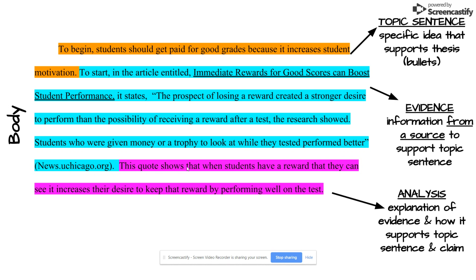I'm going to highlight my analysis purple so that I might be able to see some patterns between this paragraph and the next body paragraph. If you haven't already, make sure you highlight your topic sentence orange if possible. So again, topic sentence in orange, your evidence all highlighted in blue, and then the analysis in purple.